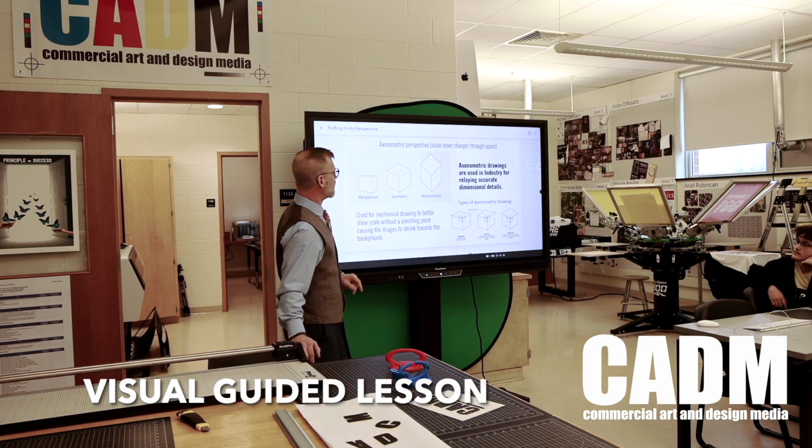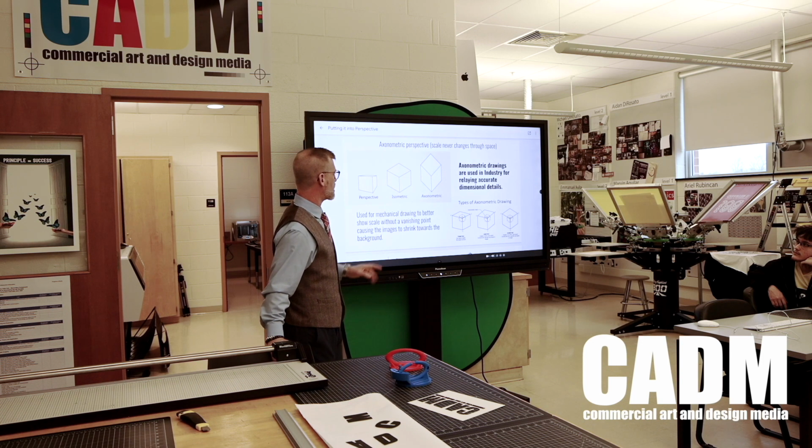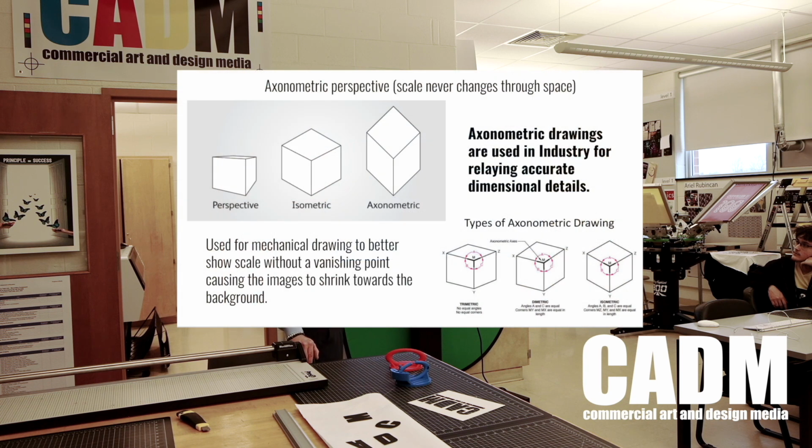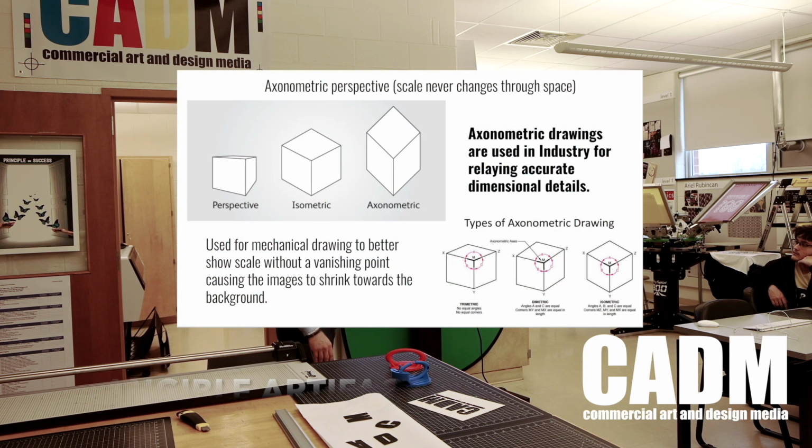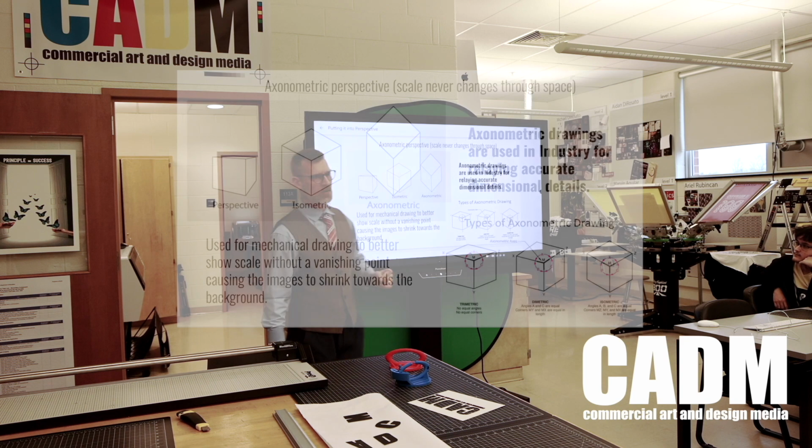Now, before we move on to the Cartesian plane, we're going to talk about that axonometric one more time. I've got good pictures I can show you. These types of drawings are used for accuracy in dimension and for mechanical drawing.